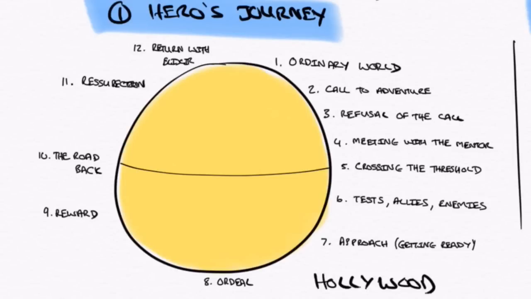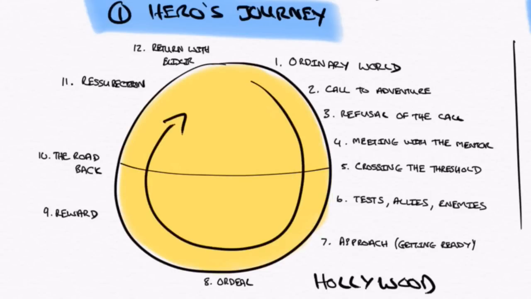And there's basically 3 different stages, but 12 different points around the hero's journey. And it goes in this kind of direction, clockwise. So it all starts here. Let me do this in green. It starts here with the ordinary world, the hero inside the ordinary world.